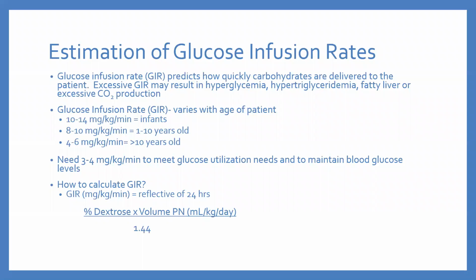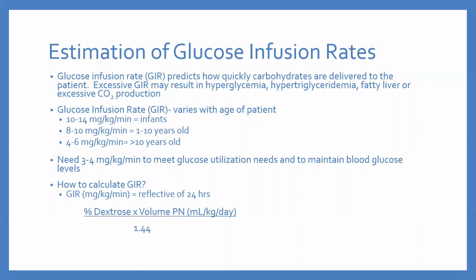When we are looking at glucose infusion rate, obviously it varies based on the patient's age. As you can see, some of the goals are for infants, it's 10 to 14 milligrams per kg per minute. 1 to 10 is 8 to 10 milligrams per kg per minute, and then 4 to 6 for over the age of 10. I know sometimes we kind of go over that, but one of the things is that we do actually try to watch the glucose infusion rate.